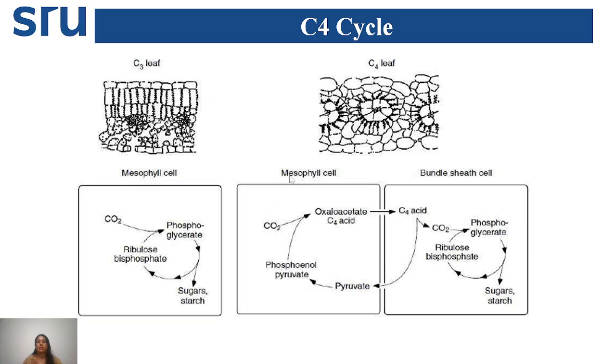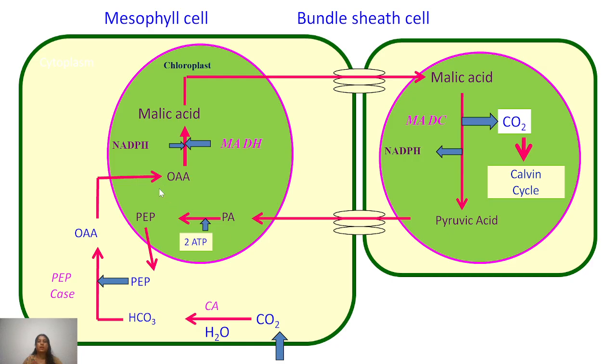It is present in the mesophyll cell. In the next slide I will explain in detail. So here it is the mesophyll cell, and here are the bundle sheath cells. First, once carbon dioxide enters, what will the plant do? It will convert it into bicarbonate. Later it is accepted by PEP carboxylase, phosphoenolpyruvate carboxylase.